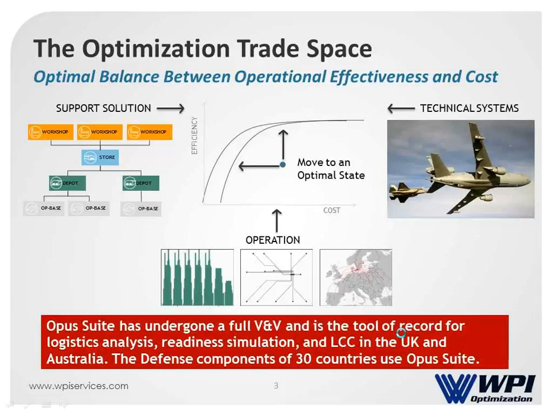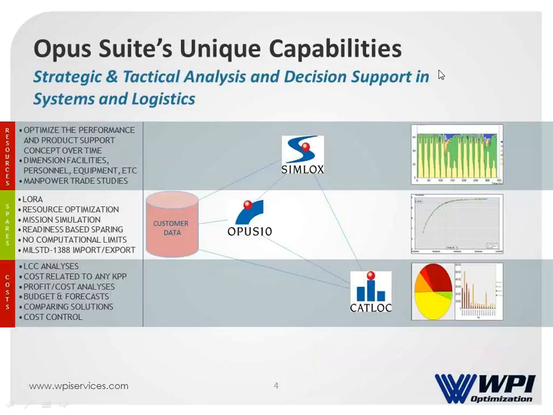When we look at some of the unique capabilities for this type of strategic and tactical analysis, to bring a decision support capability to this systems and logistics trade space, we're going to look at Opus 10 first. That's our mathematical optimization engine. We have Simlox, that's our Monte Carlo simulation tool, and Catlock, which is our lifecycle cost tool.